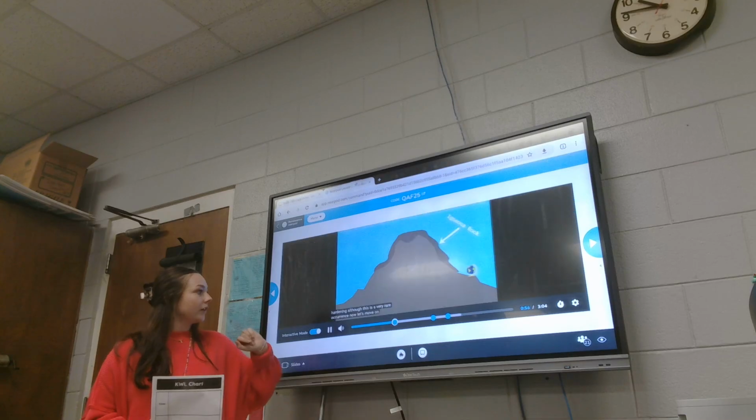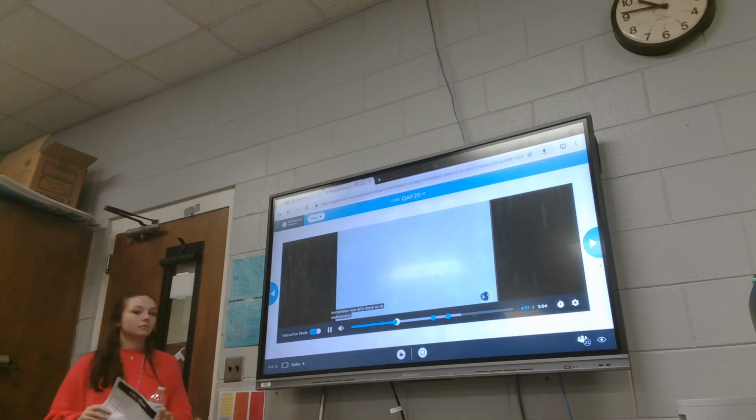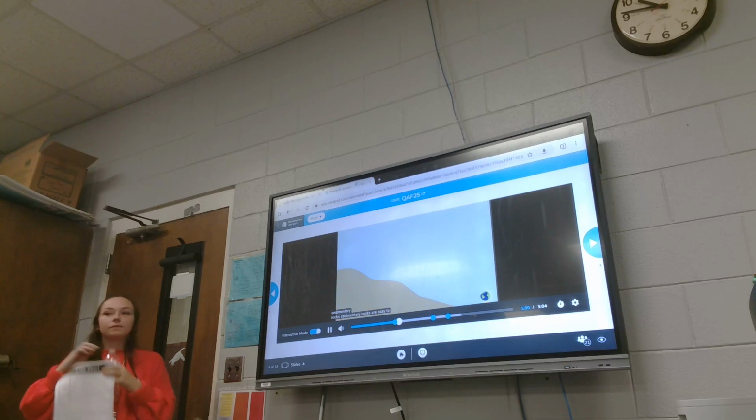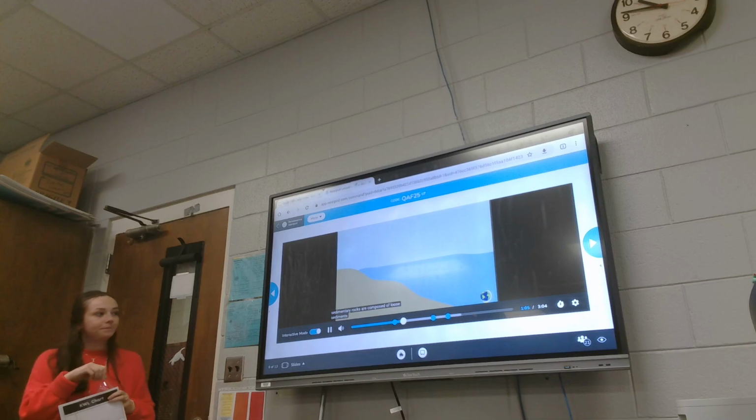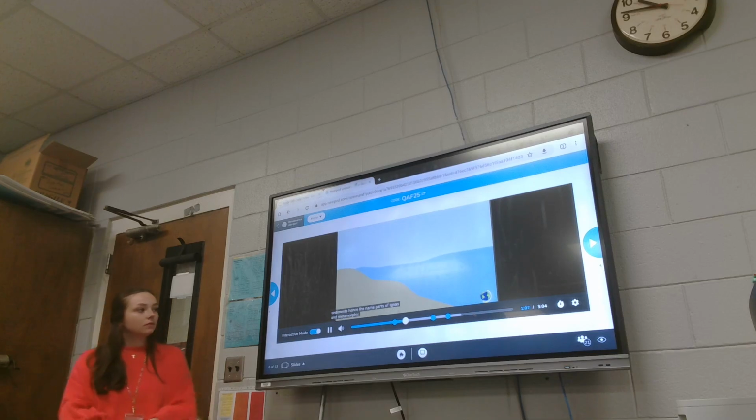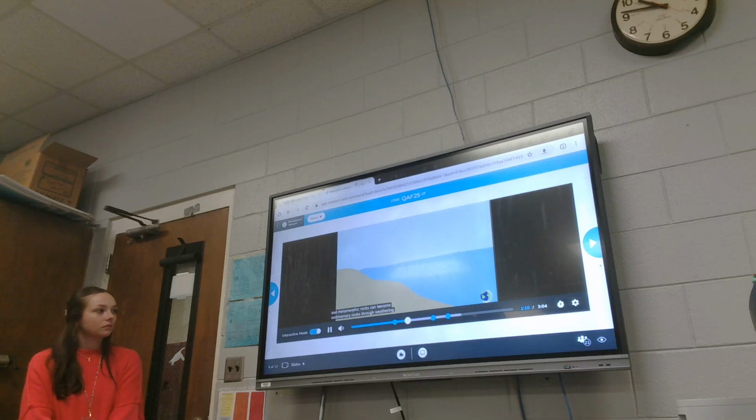Okay. On to sedimentary rocks. Sedimentary rocks are easy to identify because of their name. Sedimentary rocks are composed of loose sediments, hence the name. Parts of igneous and metamorphic rocks can become sedimentary rocks through weathering, erosion, compaction, and cementation.